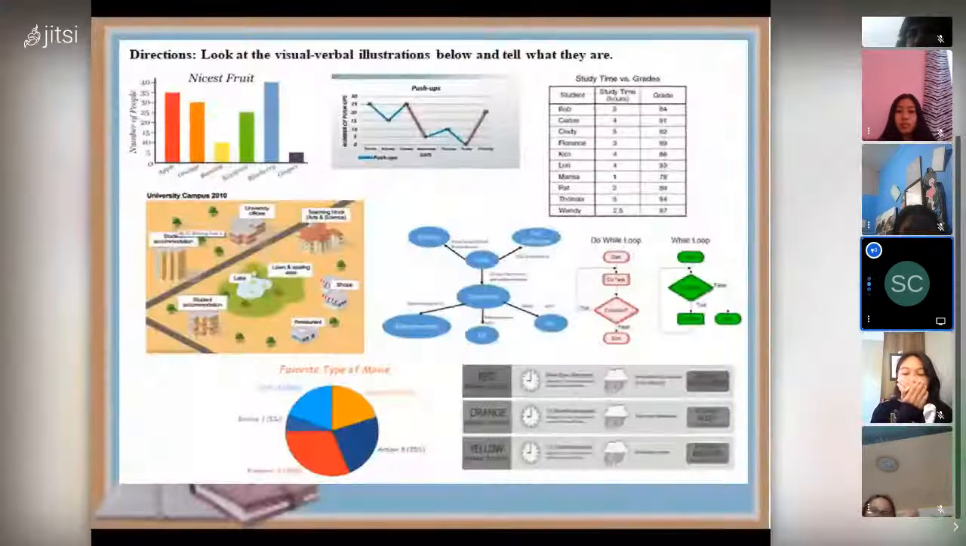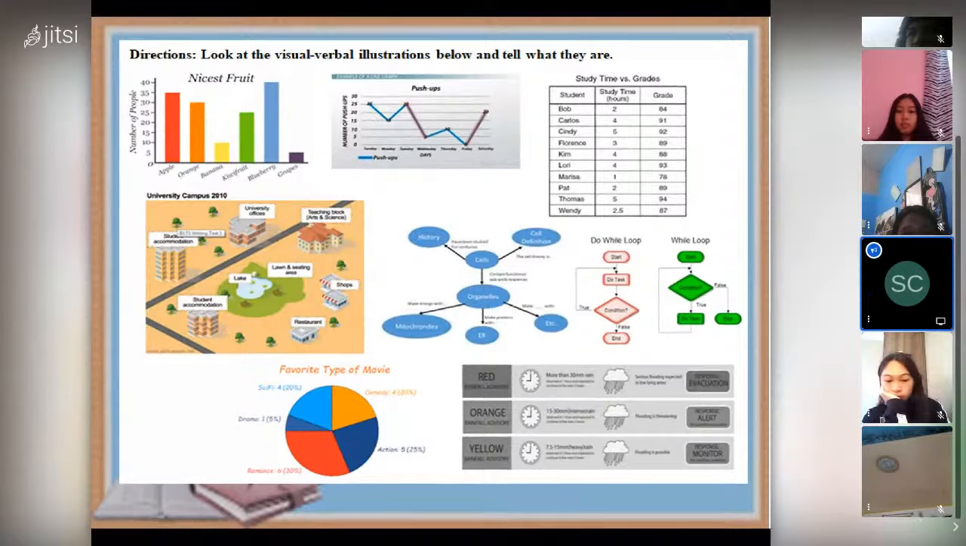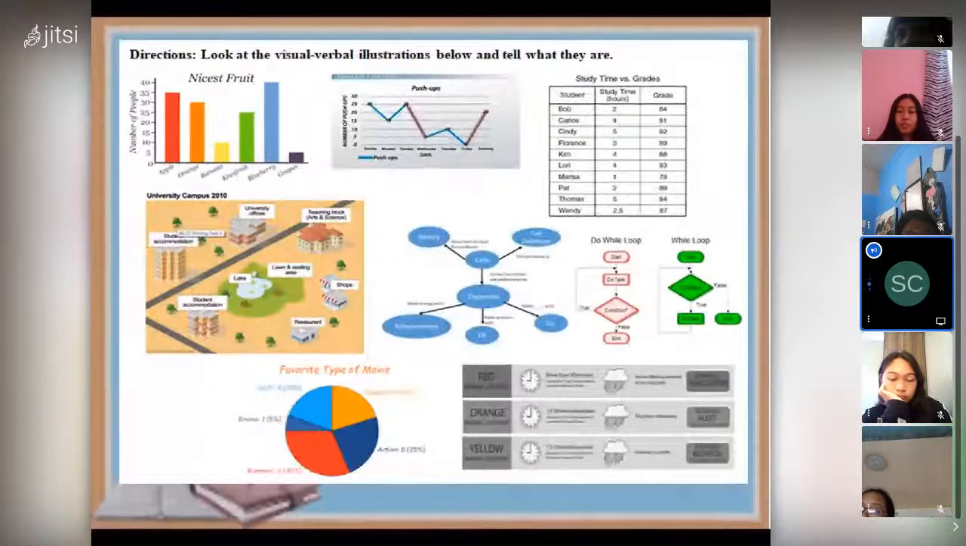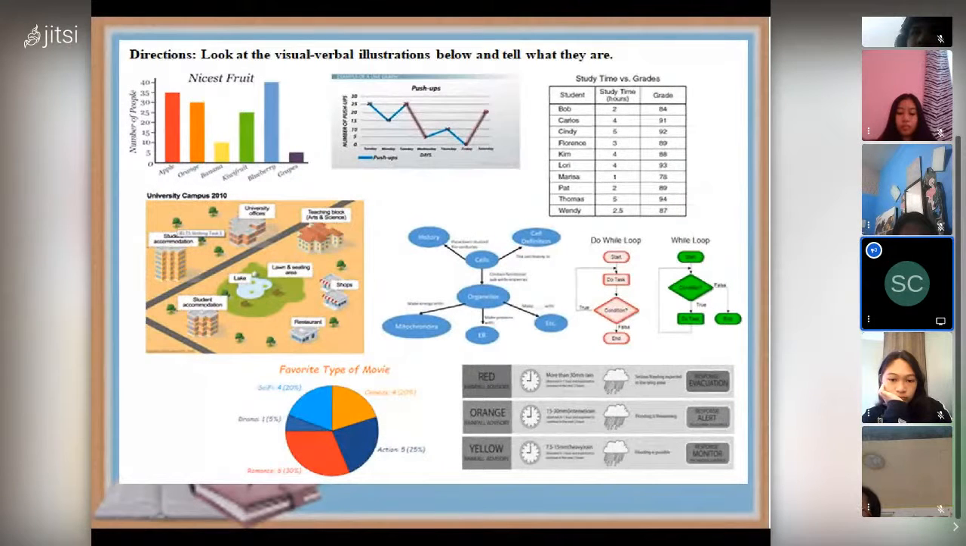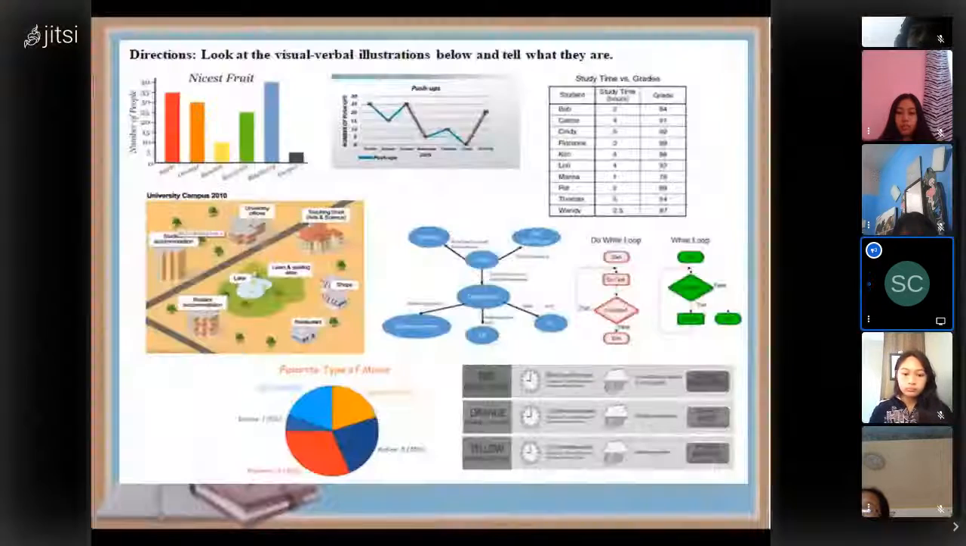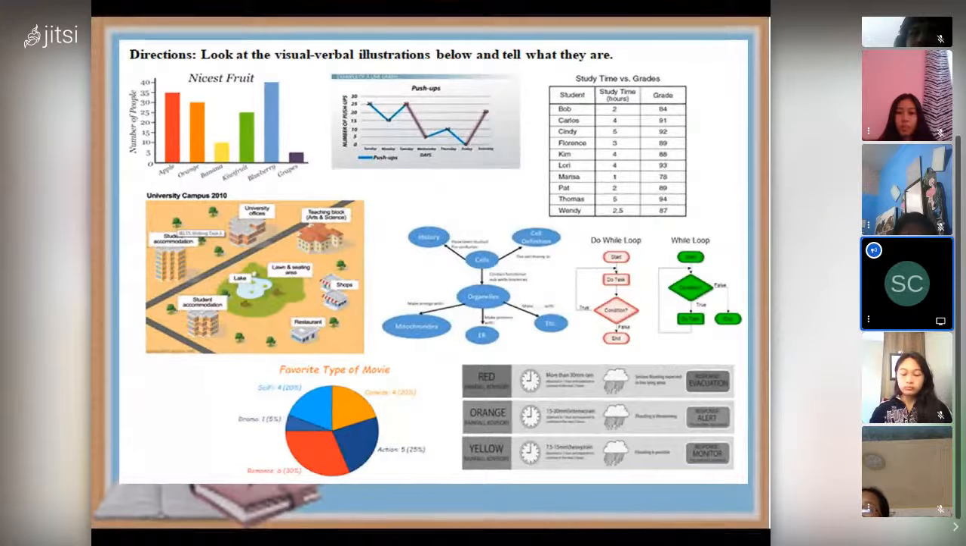Why is it called visual verbal illustration? Pie charts and graphs, diagrams. Okay. Visual, because you can see it. Verbal, because that diagram or chart already talks about a detail, it already talks about an idea, it already talks information. That's why it is called visual verbal illustrations.